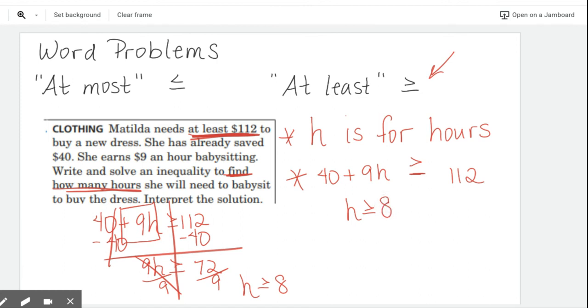This particular problem did not say we had to graph it, but since we're still learning, I'm going to go ahead and show you. On my number line, I would put 8 in the middle, 7, 9.